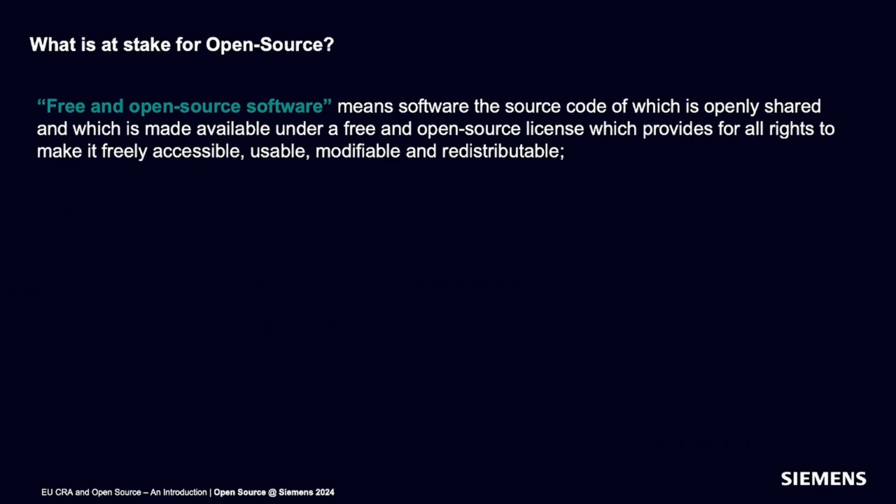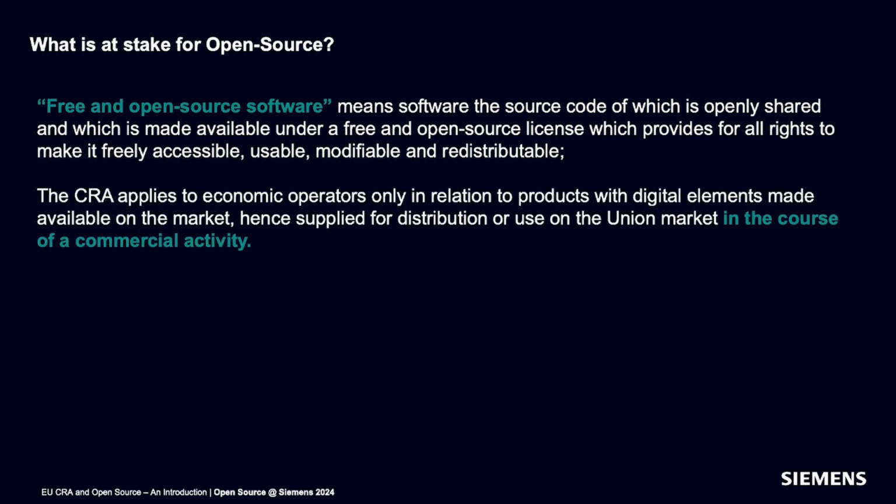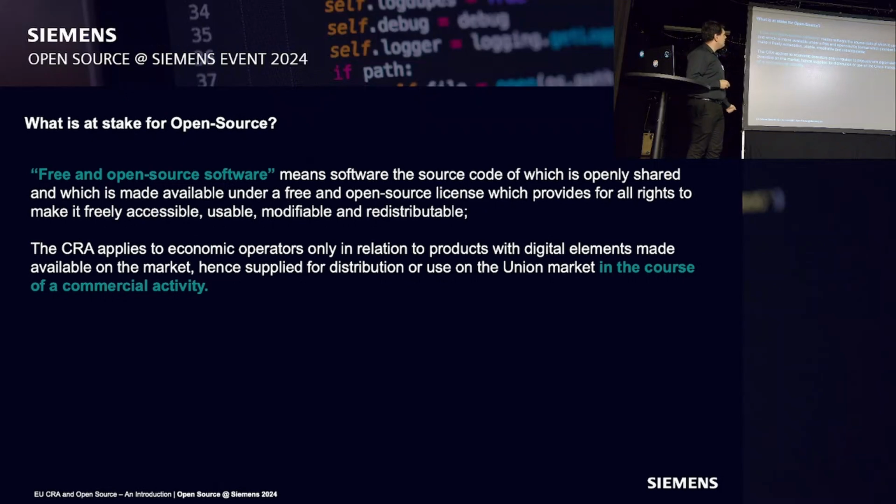Now, what's the impact on open source? We said that open source components are impacted. So we know the definition of free and open source software. When the first draft of the Cyber Resilience Act came out, it was written that the Cyber Resilience Act applies when I place a product on the market through a commercial activity. So it looks like a good start, right?